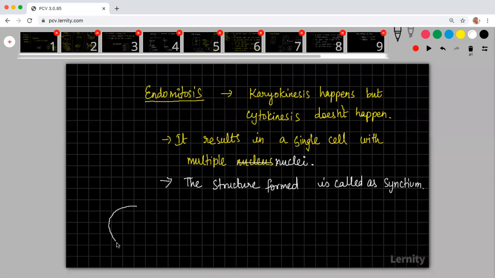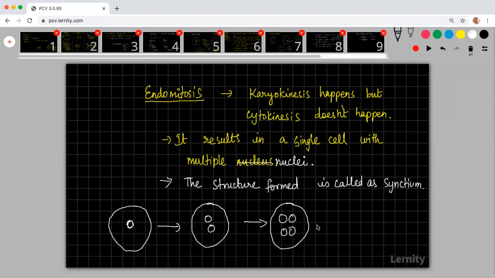So what will happen? Let us say that the cell is there. This is having one nucleus. So it will undergo karyokinesis. It will lead to two nuclei. But cytokinesis will not happen. Again, one more round of karyokinesis can happen. It can lead to four nuclei within the cell. And after some time, you will be able to see multiple nuclei, 3, 4, 5, 6, 7, 8. Like this, it can form. This structure is called a syncytium.